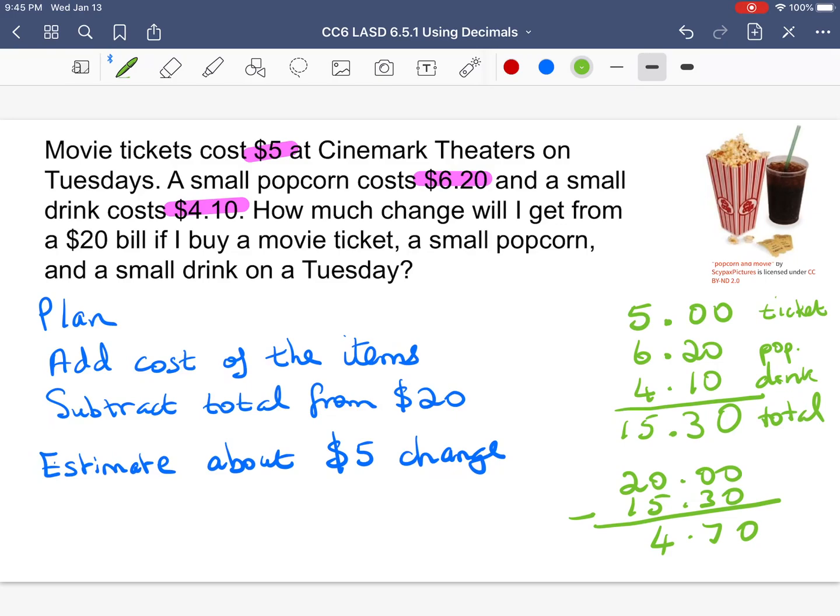And I see that I should get $4.70 change, and I'm going to write in the dollar sign. That's my units, $4.70. And my estimate was about $5, so $4.70 is pretty close to that. So that confirms for me that my answer is reasonable.